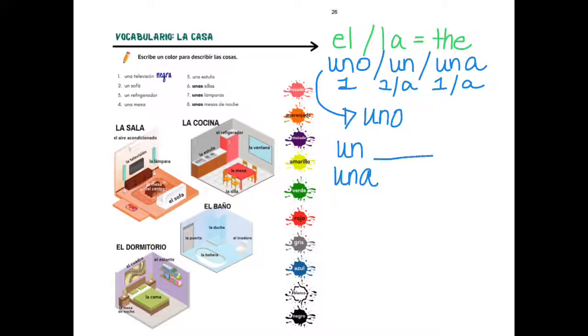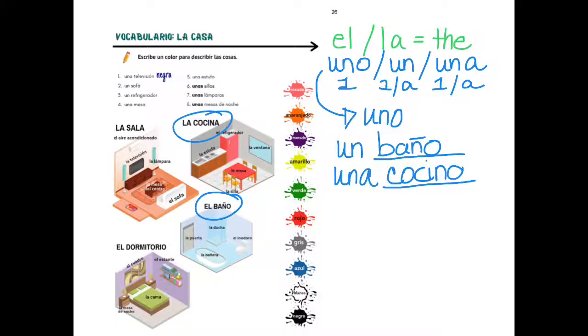So un is going to be used in front of a masculine noun, and una is going to be used in front of a feminine noun. So looking at our list here, baño is masculine. I can say un baño. And cocina is feminine, so I could say una cocina.